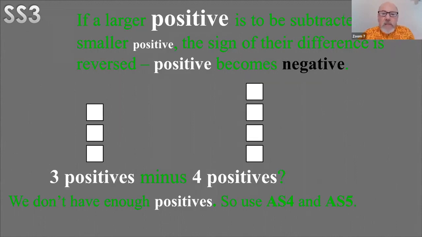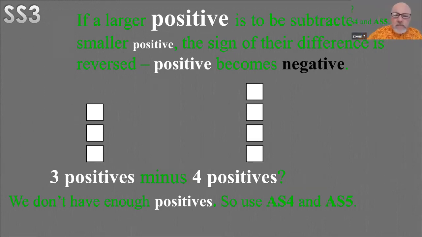Okay, so if a larger positive is to be subtracted from a smaller positive, the sign of their difference is reversed and positive becomes negative. So we've got 3 positives minus 4 positives. We don't have enough positives. So guess what? We're going to use Addition Sutra 4 and Addition Sutra 5. Addition Sutra 4 is the definition of 0, and Addition Sutra 5 means if we add 0, it doesn't change the number.